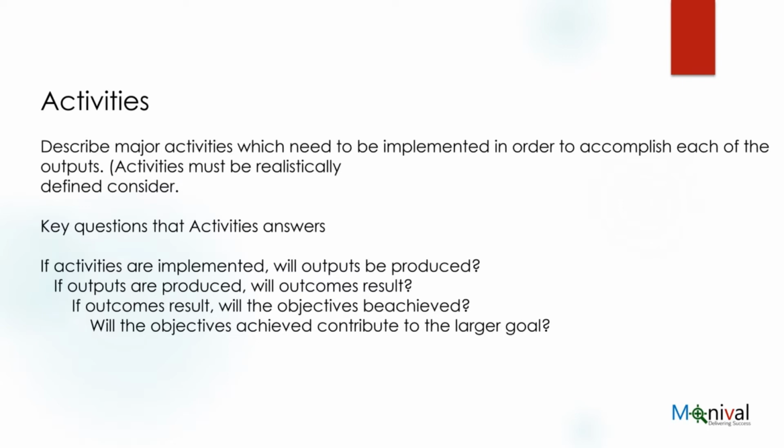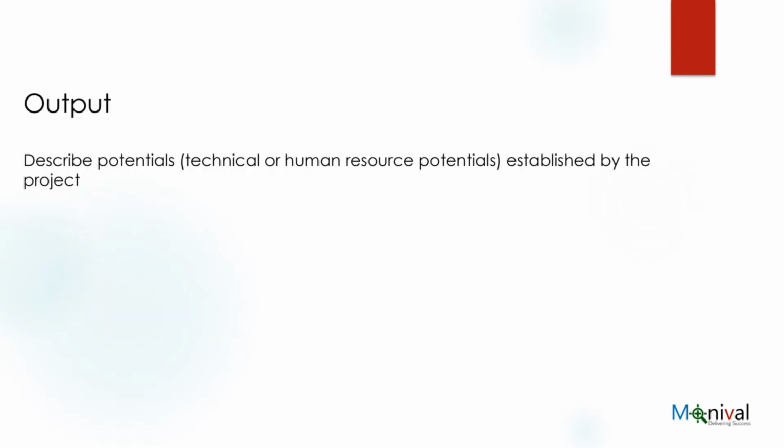So this is just a summary of activities, and next we are going to look at the output. Here outputs just describe the potentials established by the project, for instance, your human resource potential. It gives an example of human resource potentials that are required in the project. It's also like products that are required by the project.